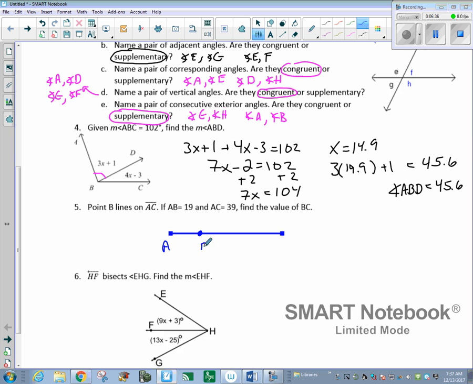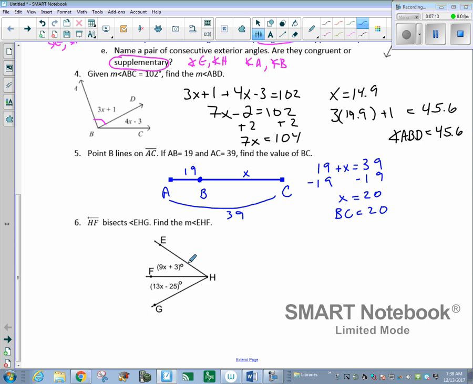So A to B, B to C, and if I label what I've got, A to B is 19. The total distance from A to C is 39, so they want to know that distance right there, B to C. So you're setting up an algebra problem. I know by segment addition postulate that 19 plus x has to equal 39, and if I subtract 19 across the equal sign, x will equal 20. And so that means that BC is equal to 20. And if I add 20 and 19 together, I should get 39, which is the total distance.